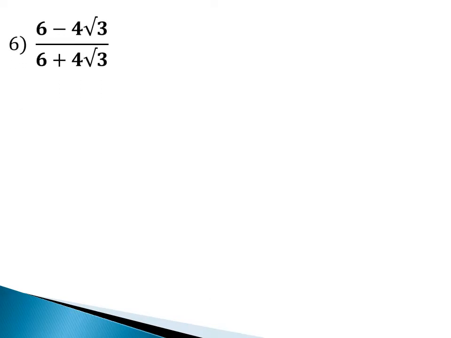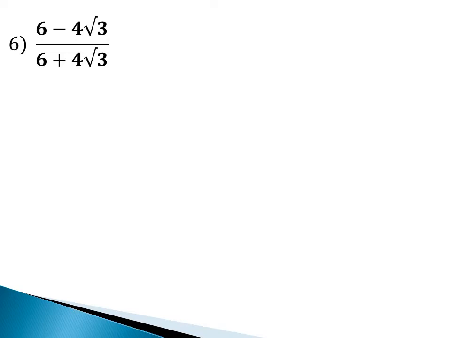Next example. 6 minus 4 root 3 by 6 plus 4 root 3. That is, numerator as well as denominator, we are having irrational numbers. Now we have to convert the denominator into a rational number. There is no point of discussing what the numerator part is. Naturally sometimes it may be rational, sometimes it may be irrational depending upon the questions.